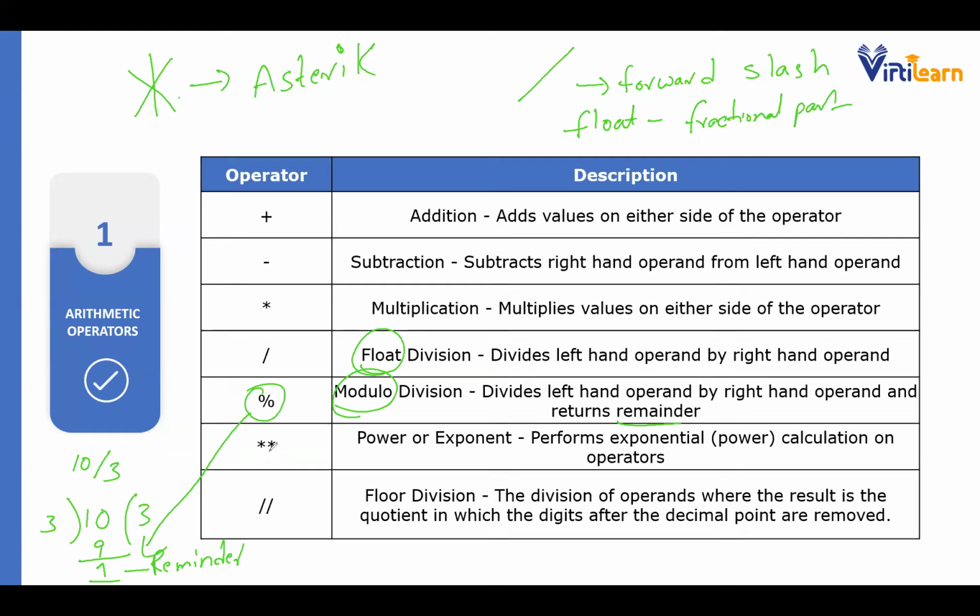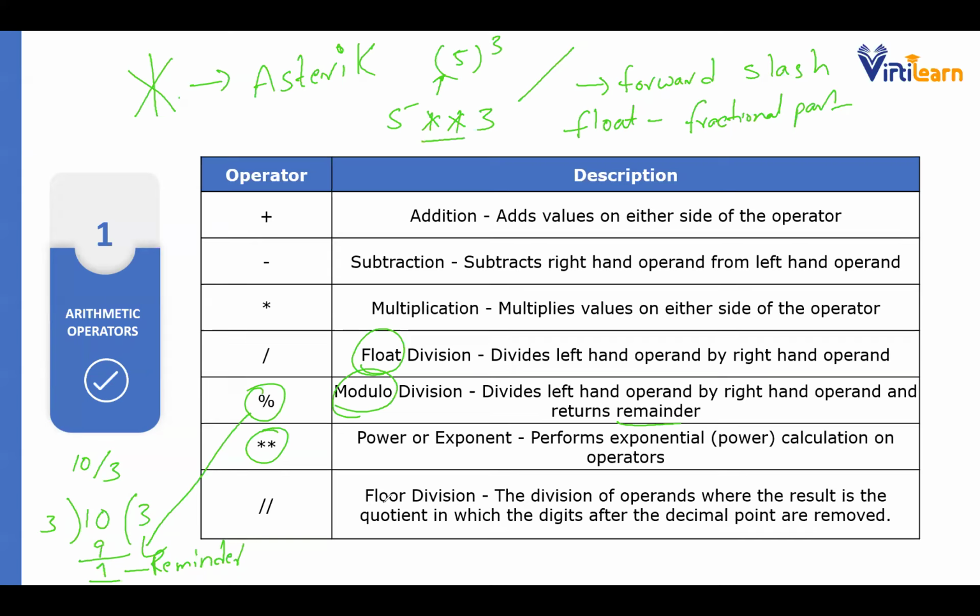Now, if you want to calculate power, you have to use double asterisk. If I say 5 double asterisk 3, that is an indication of 5 power 3. 5 cubed, 5 into 5 into 5, 5 power 3. So if I want to write power, I have to use double asterisk.